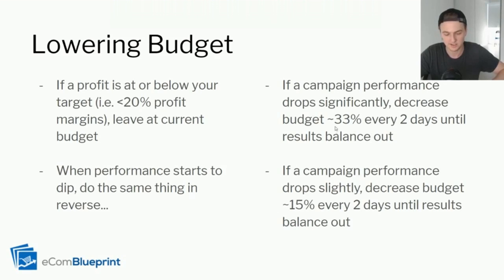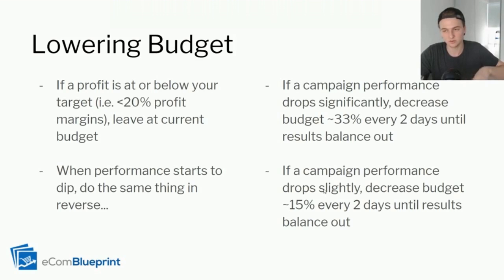balance out. Now, this is just an estimate, right? But if after 2-3 days, the performance doesn't start picking back up and it's doing bad, you want to lower the campaign budget gradually until you get it at a point where it can be profitable. So if a campaign performance drops significantly, decrease budget every 2 days by around 33% until the results balance out.